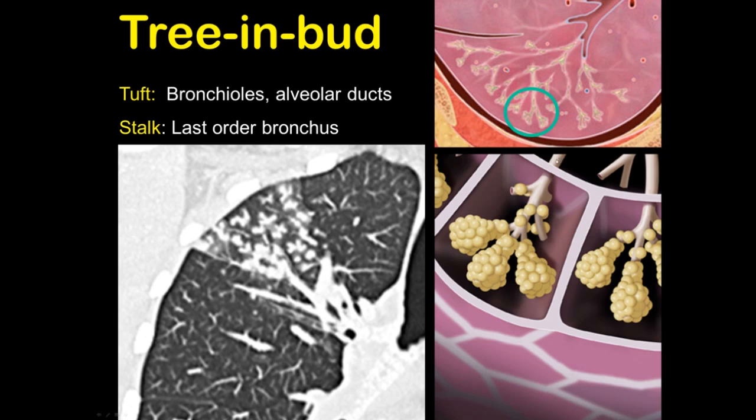As we mentioned before, and we're going to repeat it again, we can see the stalk, that's mainly the last order bronchi, and the tuft, that's mainly due to the bronchioles and the alveolar ducts. Here we have a patient with tree-in-bud pattern in the right upper lobe due to pulmonary TB.